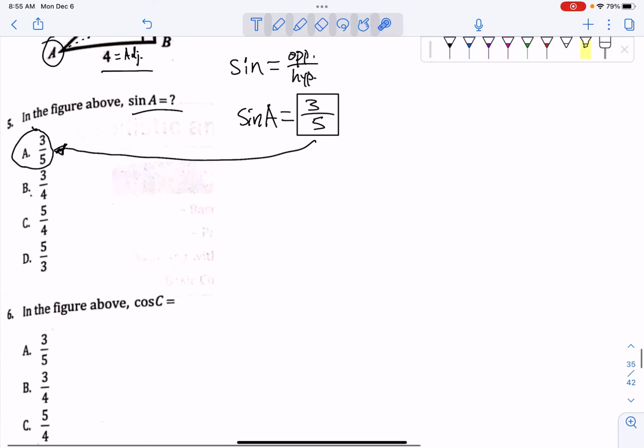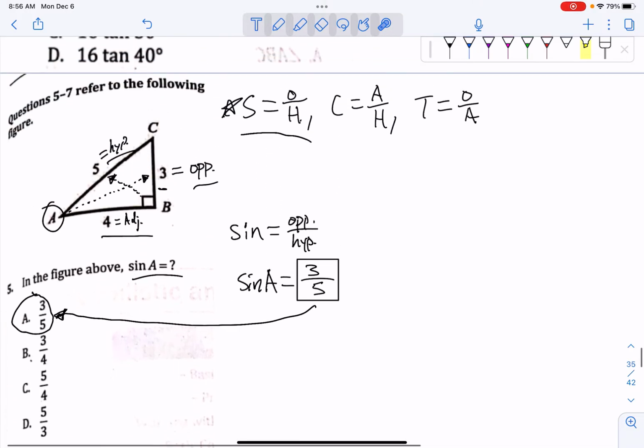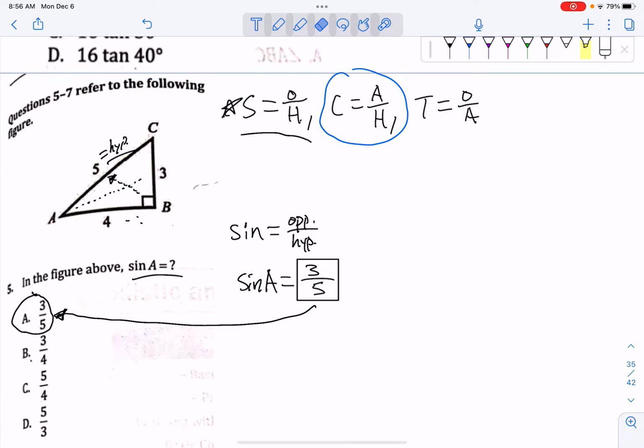Now the next one is asking for cosine C. So in this case, cosine C, right? We're going to use this one, cosine. So I'm just going to erase this, right? So we're going to use the same triangle. But now, instead of standing at A, we're going to stand on C. So we're going to stand here, right? And then we're going to shoot our arrow across the room and hit this wall, and it's labeled 4.